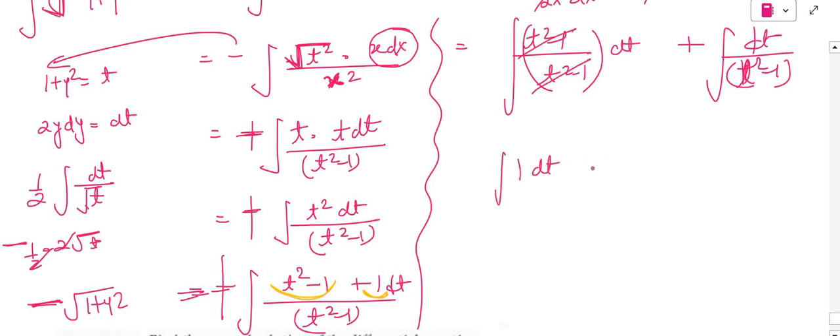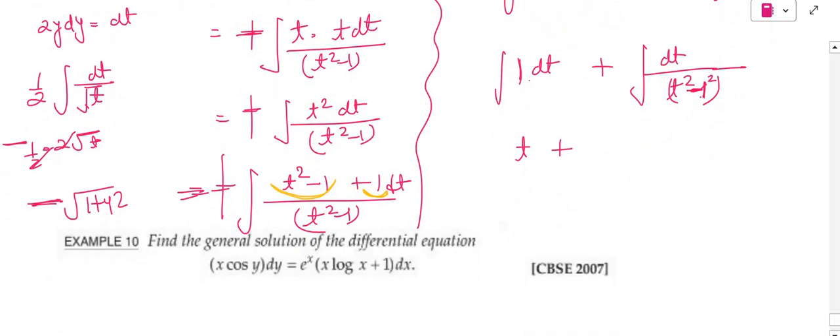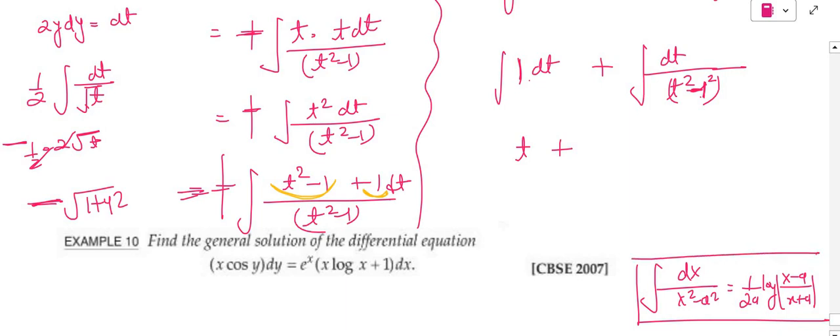तो integration of 1 dt plus integration of dt by t square minus 1. ठीक है? तो 1 का integration is t plus, what is the integration of this? Can I write t square minus a square? And if you remember from the integration list, there was a formula: dx by x square minus a square is 1 by 2a log of x minus a by x plus a. If you remember, this was the formula. ठीक है? Remember this formula?